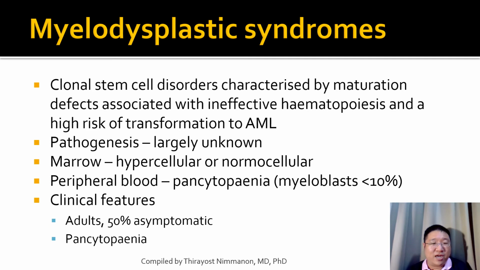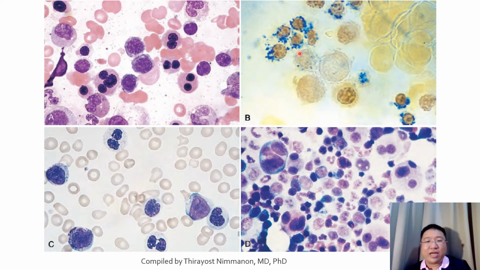So the patients usually present with pancytopenia. So clinical features in adults, 50% are asymptomatic, and the main presentation is pancytopenia. Yeah, I think it is too difficult for you to make the diagnosis. But we will see abnormal, sometimes cute, but abnormal cells like this. So just for fun, don't have to worry much about making the diagnosis of MDS.